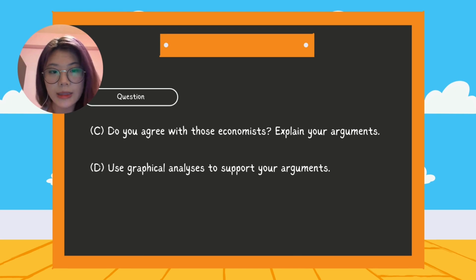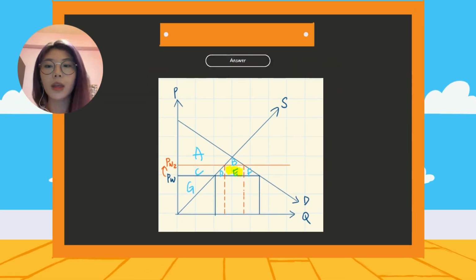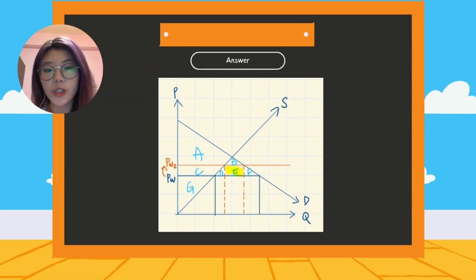For questions C and D, I will explain these two together. First, do you agree with those economists? Explain your arguments. Use a graphical analysis to support your arguments. So, as the diagram shows, under free trade, the consumer surplus is A plus B plus C plus D plus E plus F, and the producer surplus is the G part.